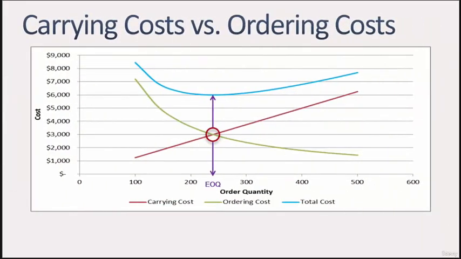Carrying costs and ordering costs have an opposite relationship. When one is increasing, the other is decreasing. At one point, they'll intersect. That intersection is the EOQ, or economic order quantity, which is the balance between these two costs. And this leads us into our next lesson on EOQ.